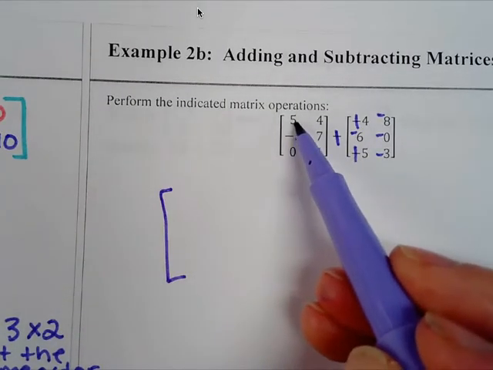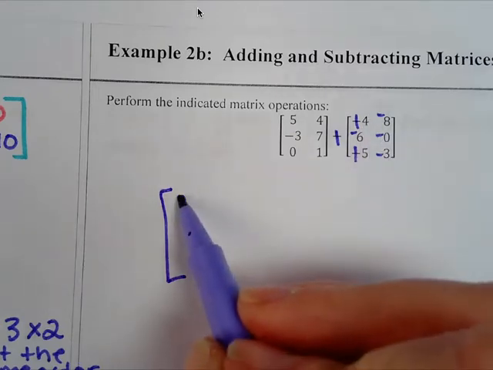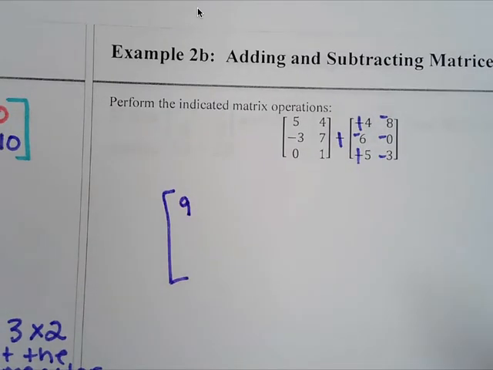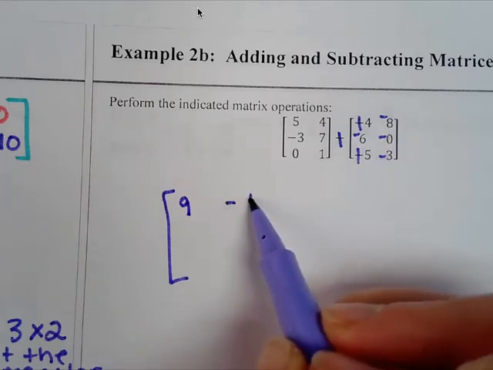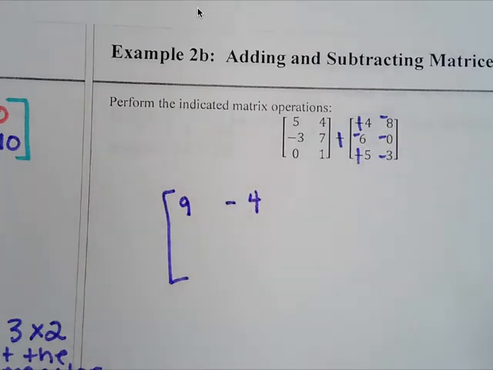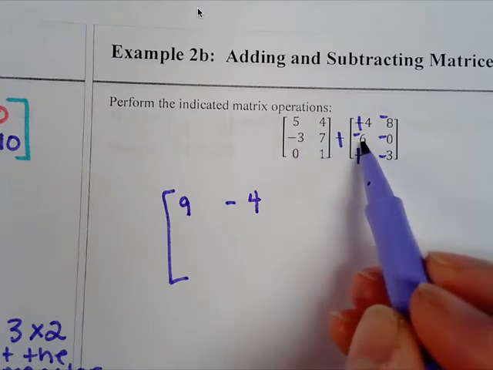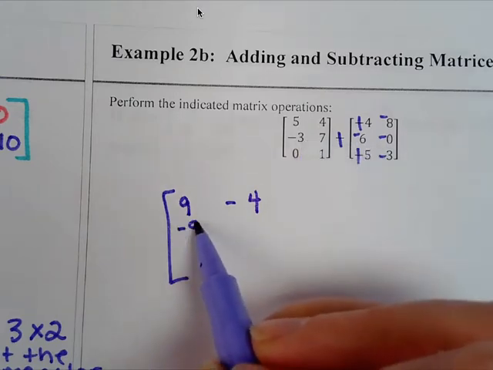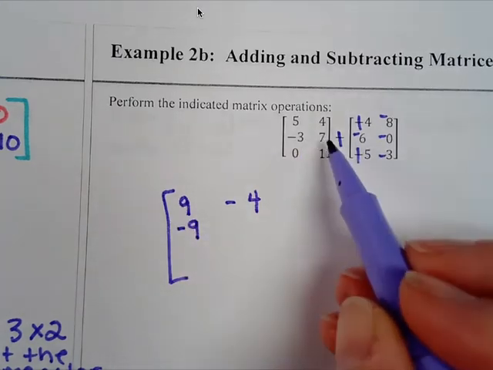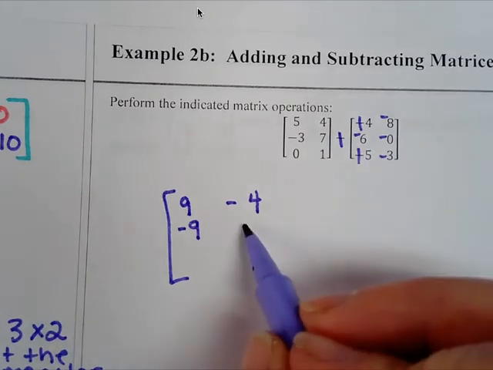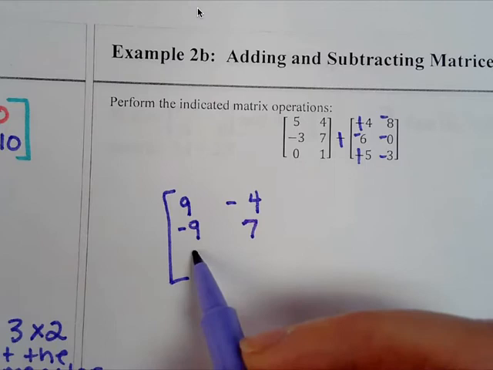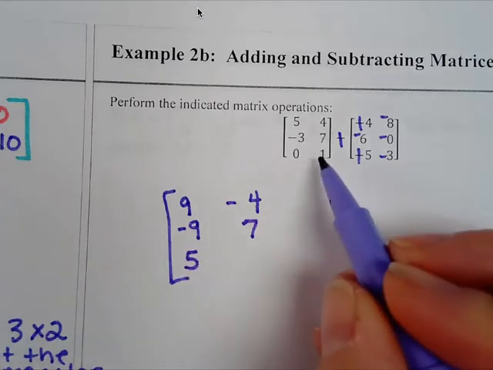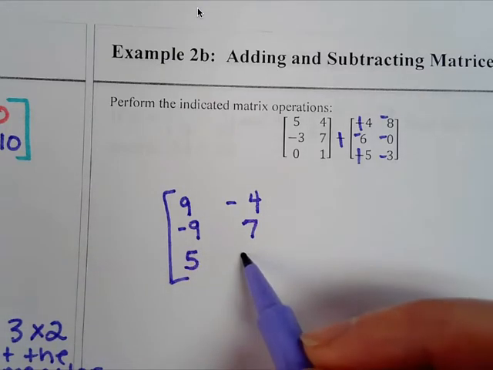So I have 5 plus 4, 9. 4 plus a negative 8, negative 4. Negative 3 plus a negative 6, negative 9. 7 plus 0, just 7. 0 plus 5, 5. And 1 minus 3.